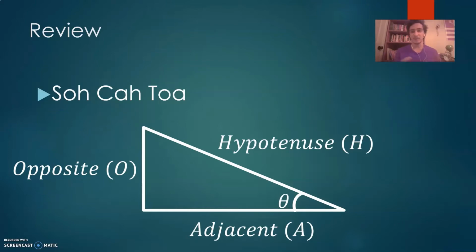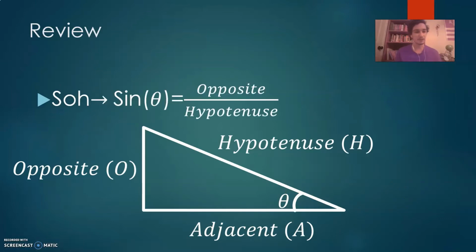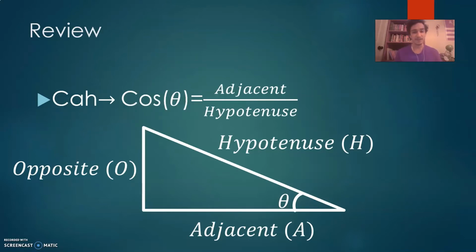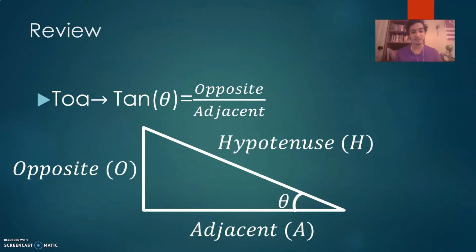What SOHCAHTOA is saying is that if we have an opposite side to some angle theta, an adjacent side to that angle, and the hypotenuse of a right triangle, then these are the relationships that happen. Sine of theta is equal to the opposite side over the hypotenuse of the triangle. Cosine of theta is equal to the adjacent side divided by the hypotenuse of the right triangle, and then tangent is equal to the opposite side divided by the adjacent side. So the lengths of the opposite side and the lengths of the adjacent side.